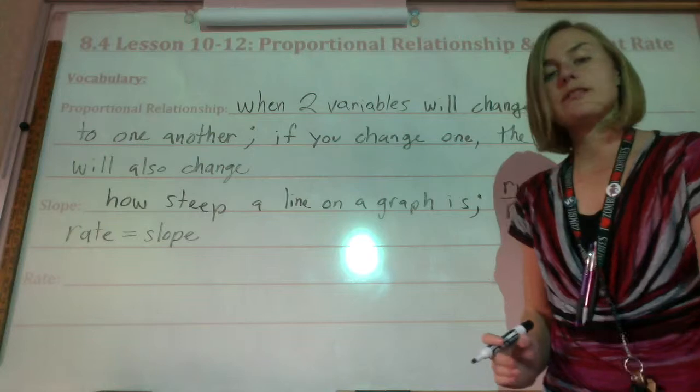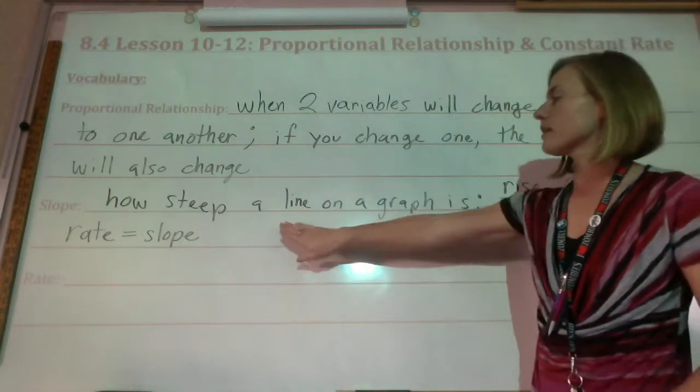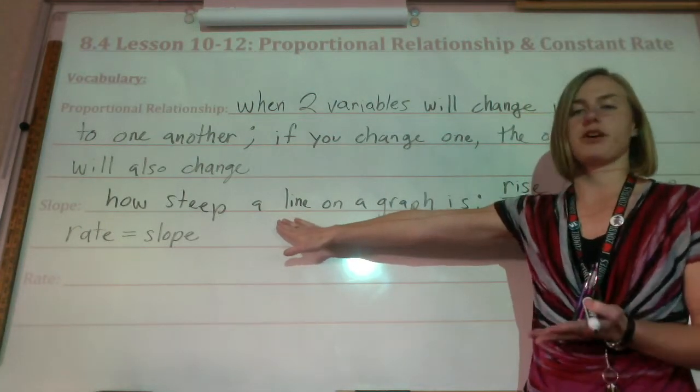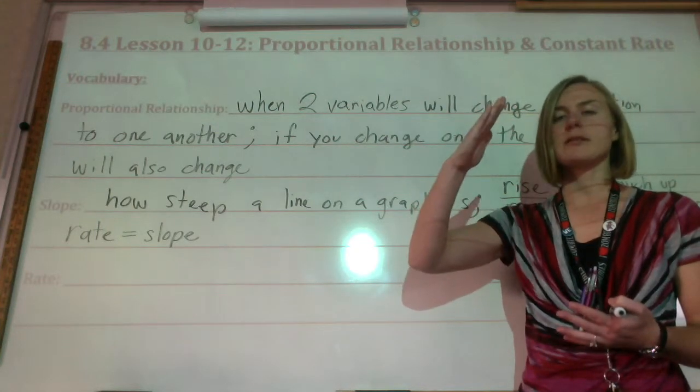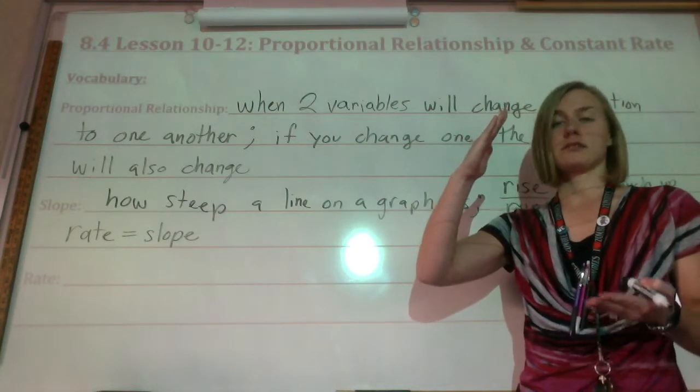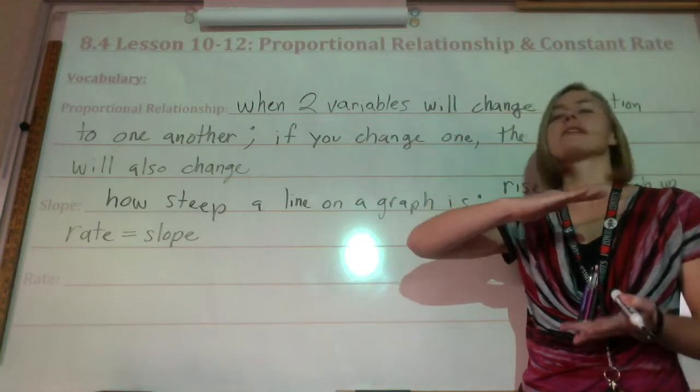There's a lot of different ways of thinking about slope. The first one is that it's how steep a line is when you graph it. So if it's super steep, then it has a high slope. If it's not so steep, then it's a low slope.